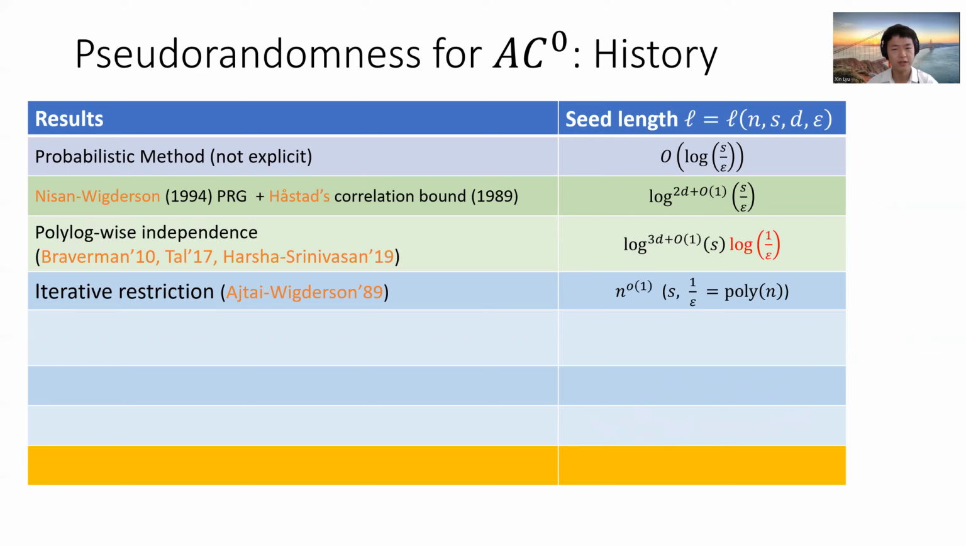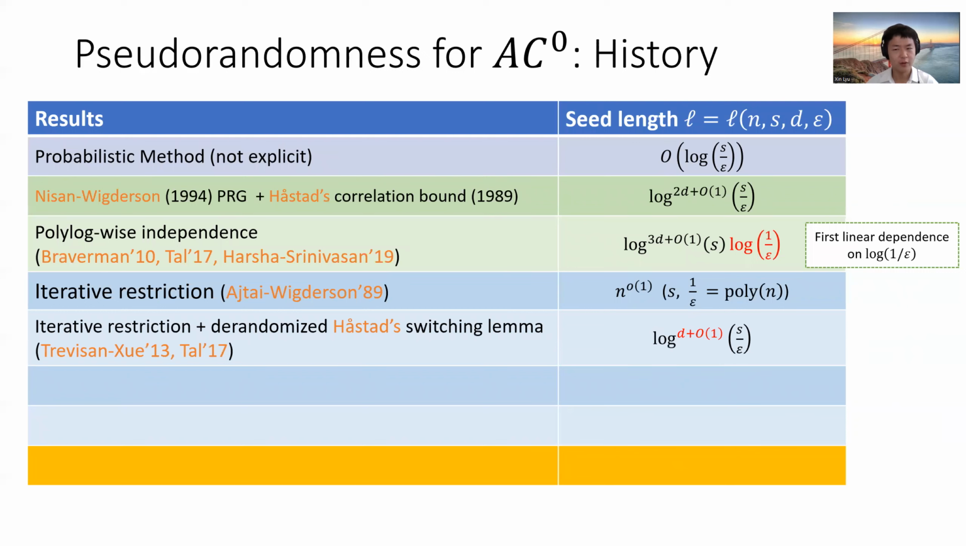In 2010, a breakthrough result by Braverman shows that any polylog n independent distribution fools AC0 circuits. Together with the standard construction of bounded-wise independent distributions, this also gives a PRG with polylog seed length. Braverman's analysis was sharpened by Tal and later by Håstad and Srinivasan, bringing the seed length down to log S to the 3D plus a constant times log 1 over epsilon. Remarkably, this is the first PRG with linear dependence on log 1 over epsilon.